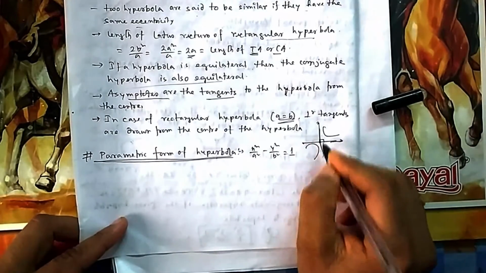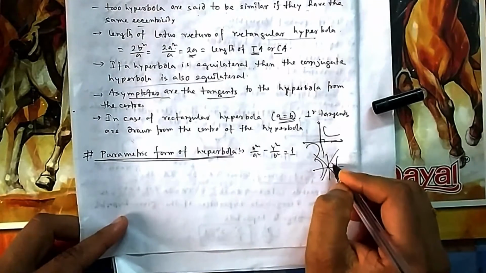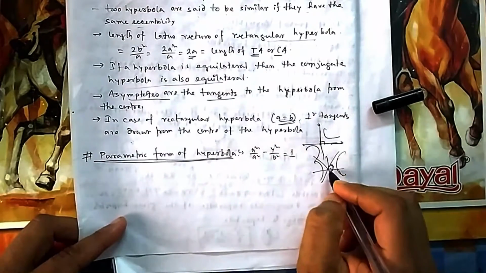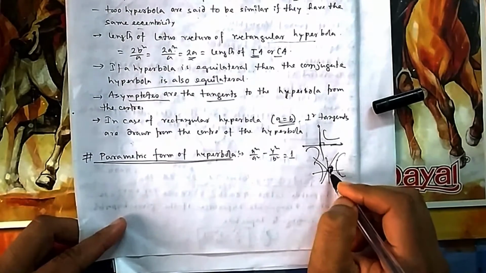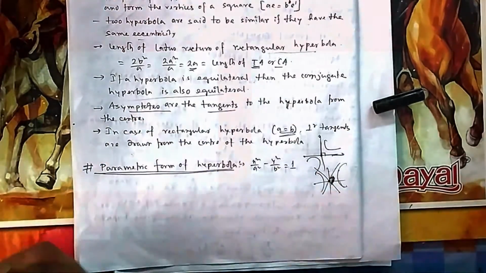The x-axis and y-axis are at 90 degrees. Or you can think of it this way also, this and this. So these are at an angle of 90 degrees. If it is rectangular, then you can draw two perpendicular tangents from the origin, only from the origin, and the tangents drawn from the origin are nothing but the asymptotes. So they become asymptotes also.